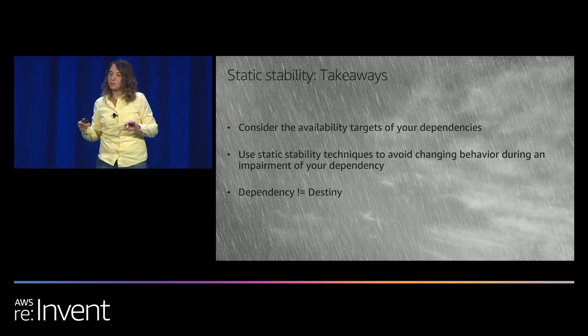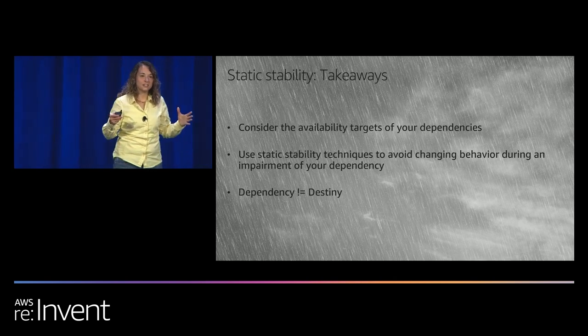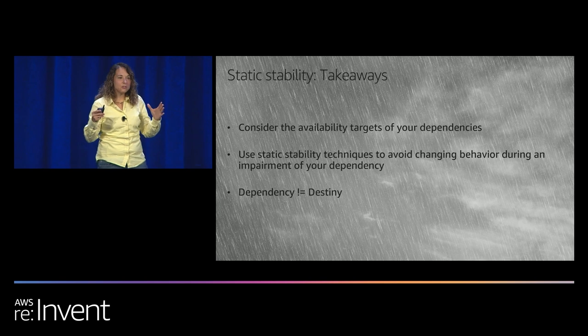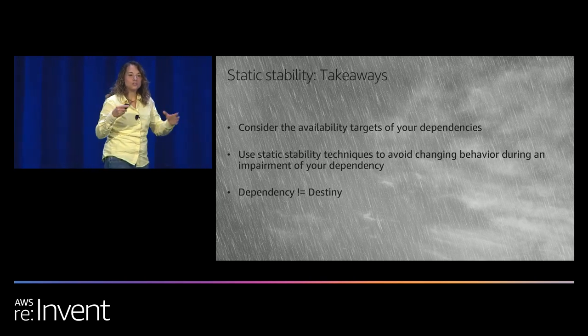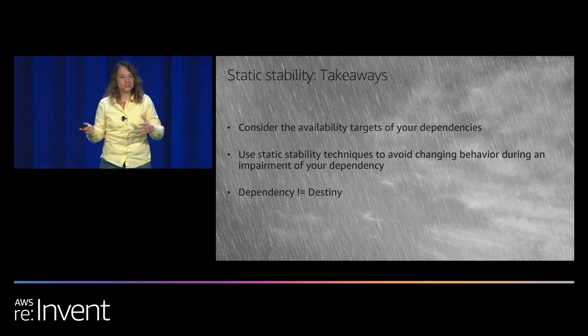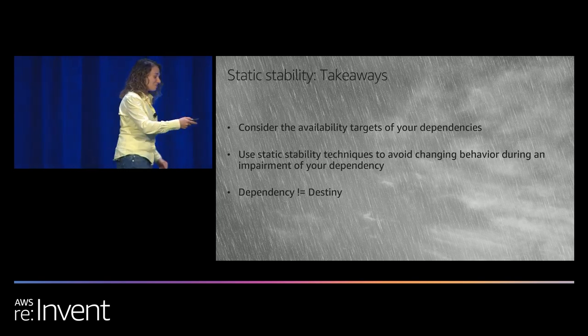But if you need to be more available than the system that's giving you your data, you want to think about how you can make it so that when it starts raining, you can be almost blissfully unaware of it, not have to change your direction, not have to do anything different. It applies to your use of AWS, and it applies to your own systems as well. Thank you very much. I'm going to pass this over to Colm here.